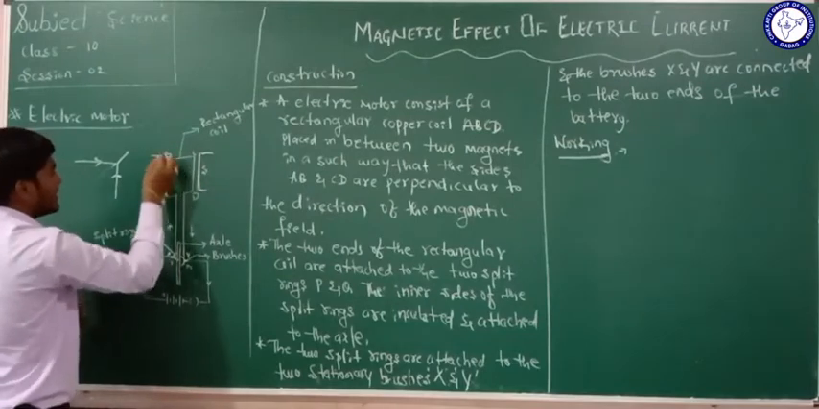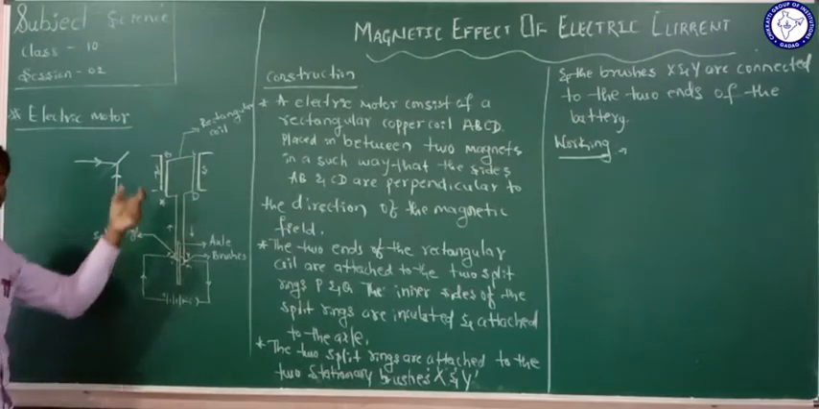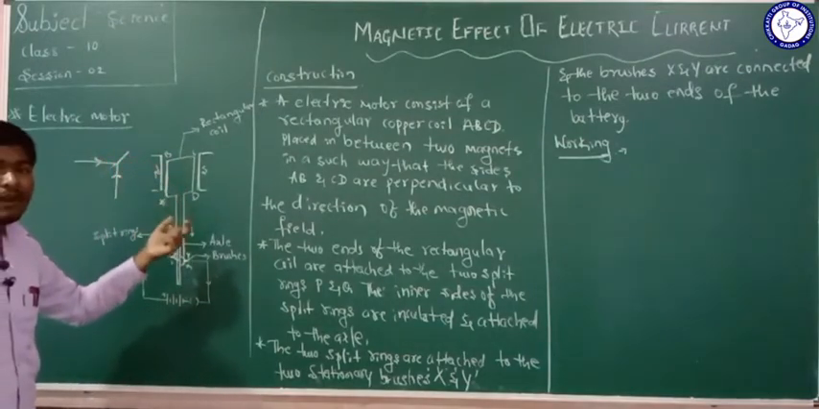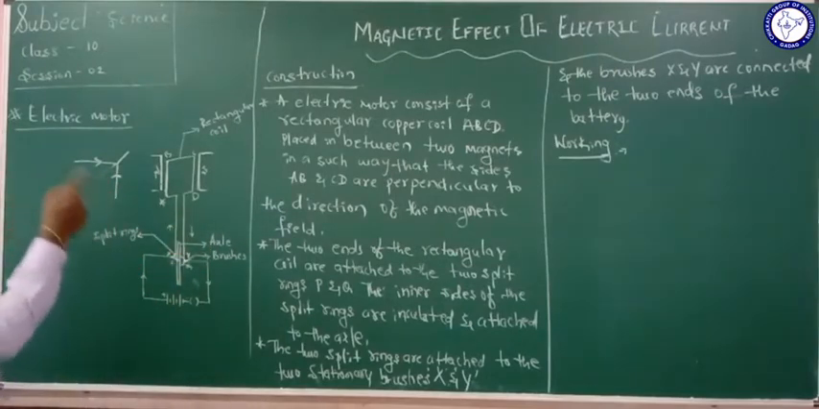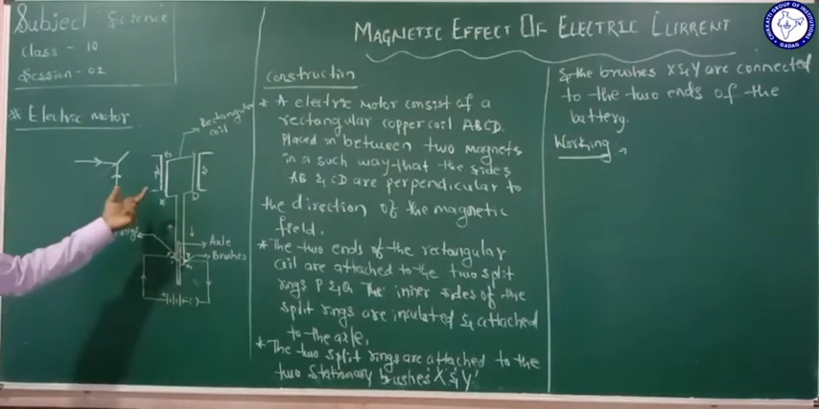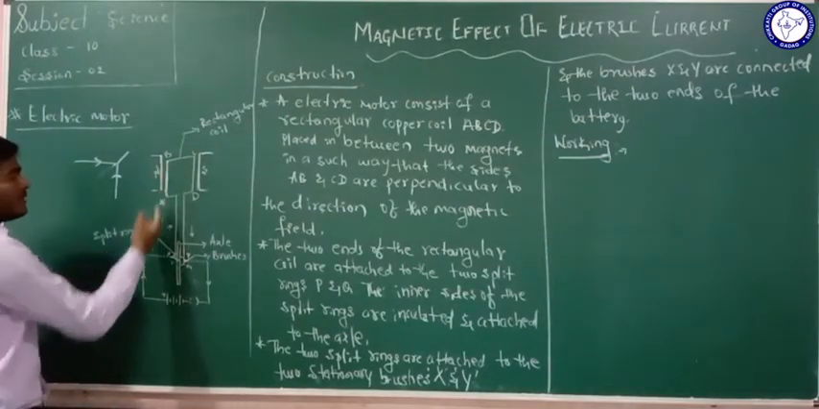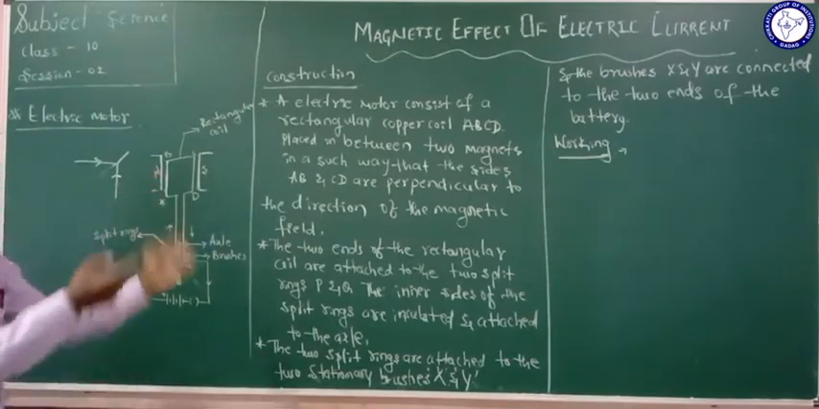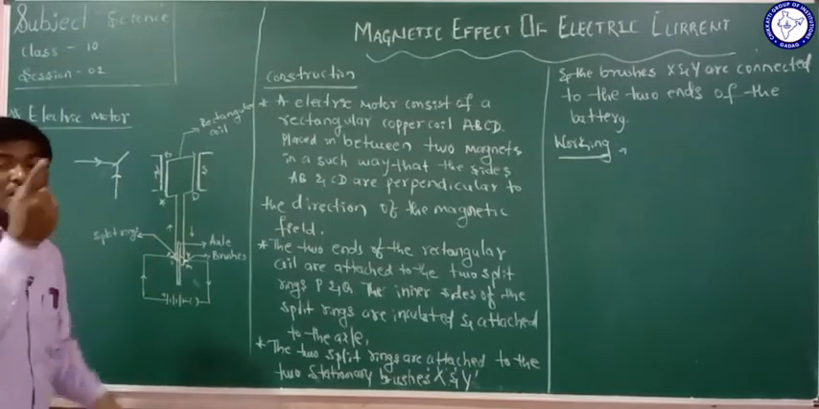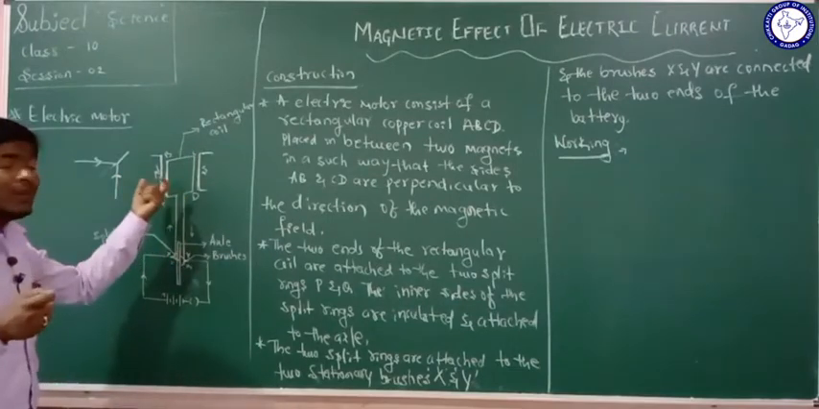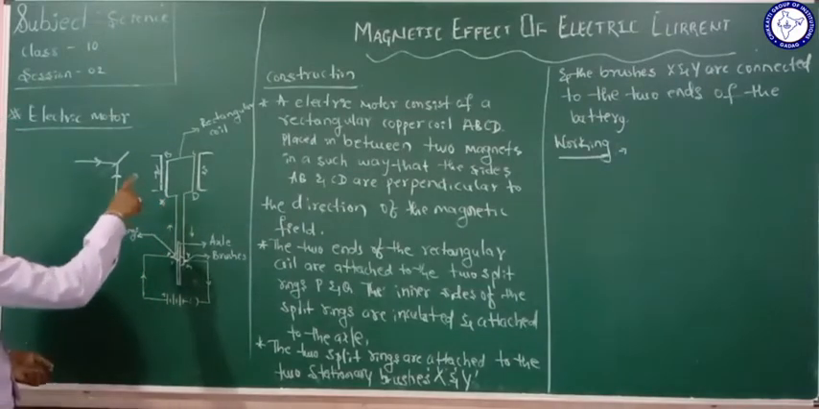When CD comes to that side, again current will flow. When the current flows, again due to the electromagnetic action, CD will also be pulled down. The continuous exchange of the current and the continuous exchange of the split ring make this coil rotate continuously, and that shows us the rotation of the coil here. The motor runs on the basis of this. What happens here? The change in the direction of the current.